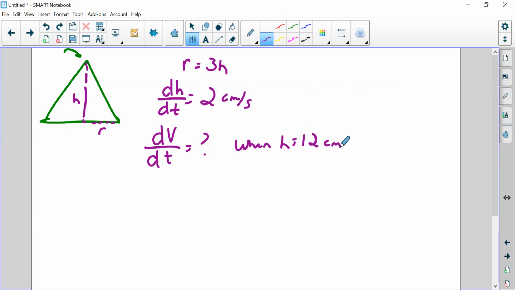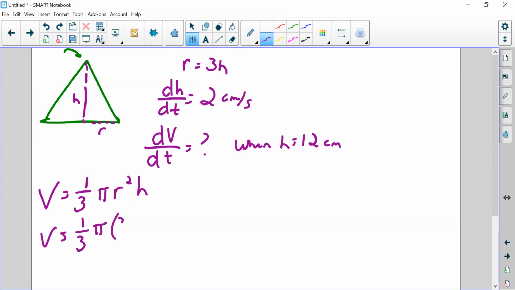Okay, so the rate of change I know relates to the H variable. The rate of change I want to figure out is the volume. So that tells me I need the volume of this shape. What's our formula for volume of a cone? 1/3 pi r squared h. But again, we only want variables h and v. So we need to replace the r variable with 3h before we differentiate.